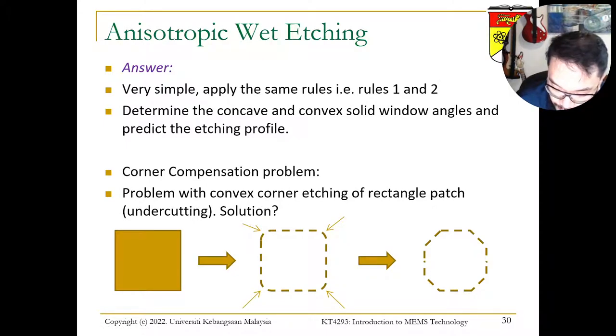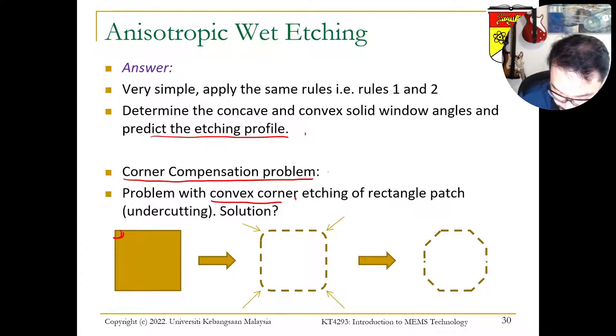So very simple, apply the same rules 1 and 2, and then determine the concave convex solid window angles and predict the etching profile. Okay, however, when we are trying to produce a protrusion, we have what we call a corner compensation problem. This is the problem with convex corner etching of rectangle patch, because convex corner here is here, right? Because this is the solid angle, so this is convex. So the solid angle here is 90 degrees, which is less than 180. Therefore, it is a convex corner. So when it is a convex corner, you know that undercutting will occur.